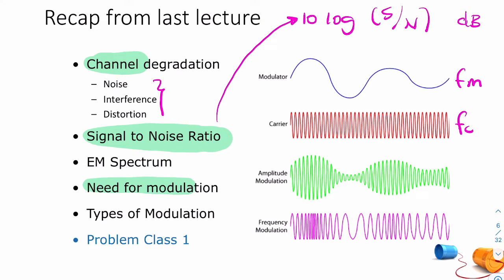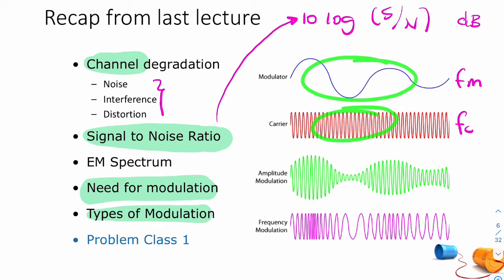Then we introduced 2 or 3 reasons why modulation was important, and we introduced some of the types of modulation. We said, in its simplest form, modulation is a shift in frequency that enables a message signal to be impressed upon or encoded within a carrier signal of a higher frequency.